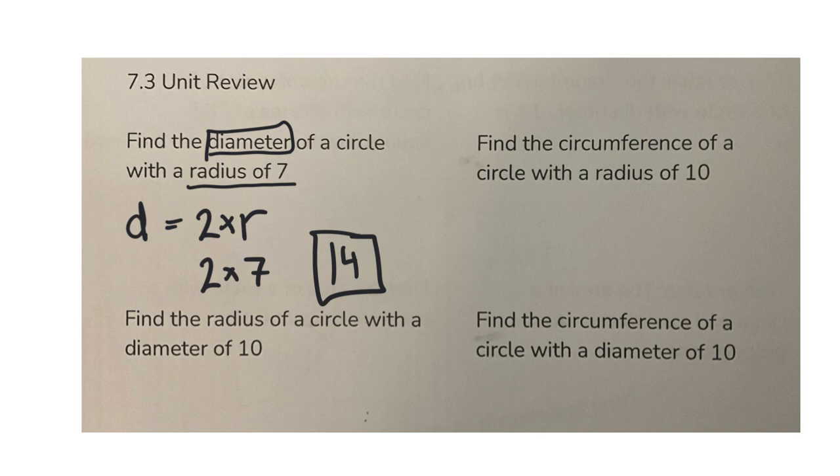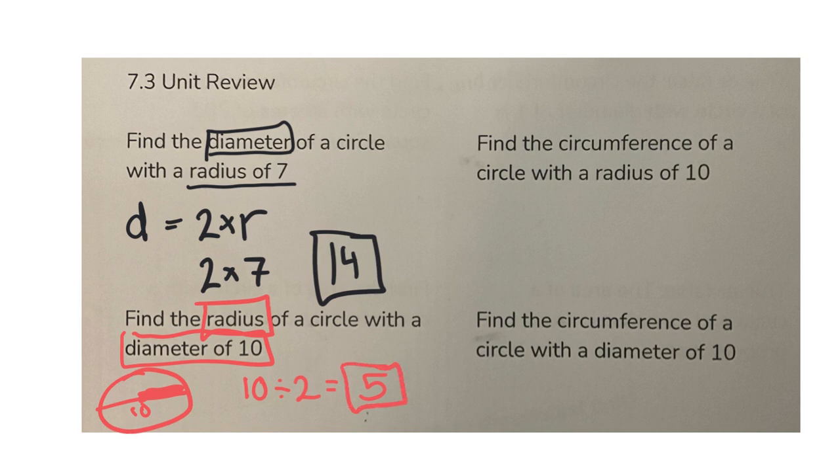Okay, the next question, find the radius of a circle with a diameter of 10. So we're trying to find the radius and we know the diameter. If we just look at a quick picture, our diameter would be 10, and our radius is half of that. So in that case, we divide by 2 and that is going to be 5. Those two problems do not involve any pi because the diameter and radius just relate by being doubled.